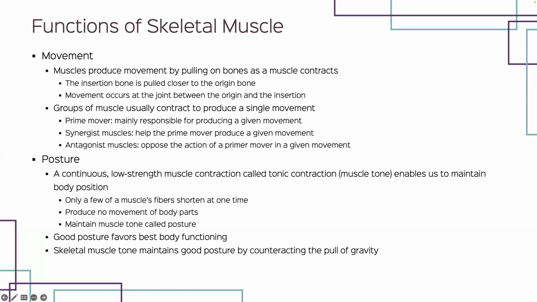As prime movers and synergist muscles at a joint contract, the antagonist muscles will produce a movement opposite to that of the prime movers and the prime mover synergist muscles.